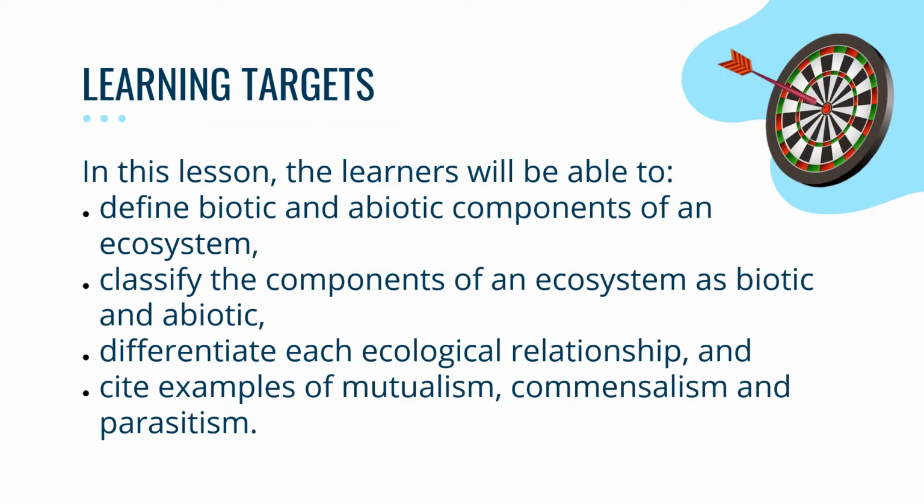And we have here the learning targets. In this lesson, the learners will be able to define biotic and abiotic components of an ecosystem, classify the components of an ecosystem as biotic and abiotic, differentiate each ecological relationship, and cite examples of mutualism, commensalism, and parasitism.